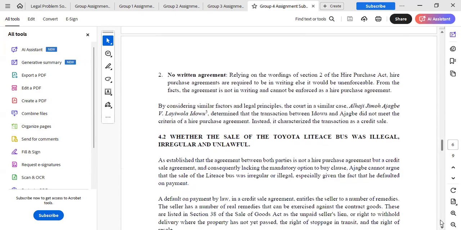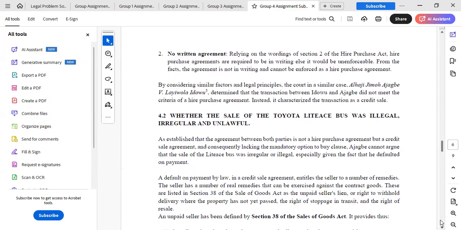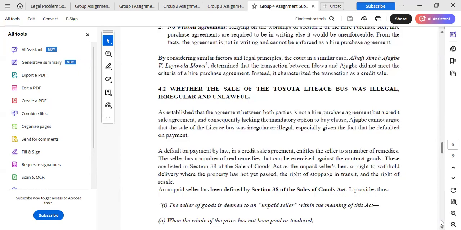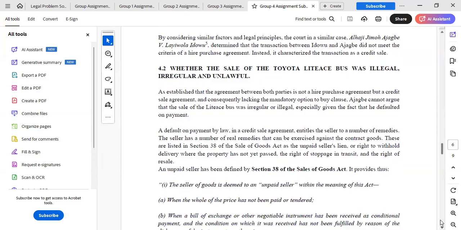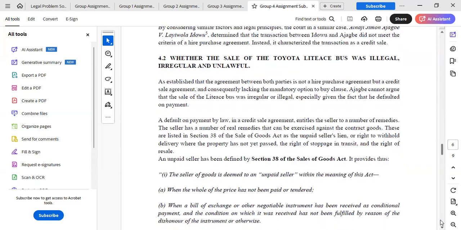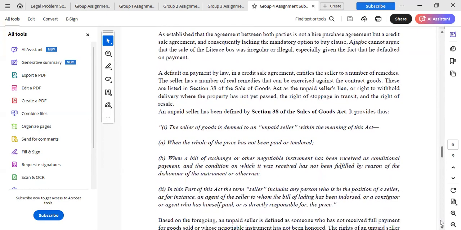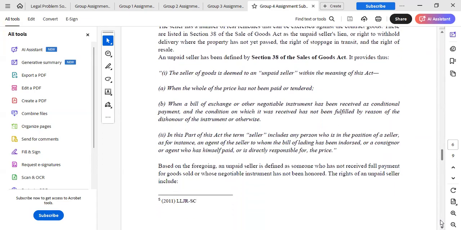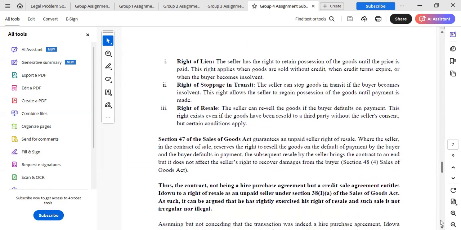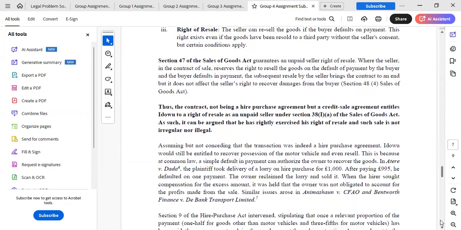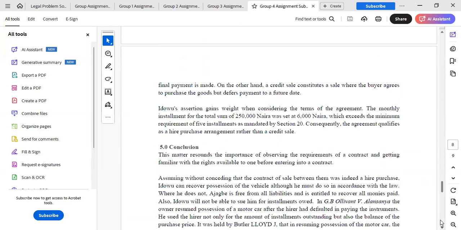There is another issue again, whether the sale of the Toyota is illegal, and they establish the law first, because that's why you are doing law. Establish the law that has established the agreement between both parties, not a hire purchase or a credit. They went back to the first issue because the first issue linked to here, but they went to define the law, Section 38 of the Sale of Goods Act, and then went into the application of the factual part, putting the material facts of the case law that based on the foregoing, unpaid seller is defined as this. Then they went ahead to apply it and say Section 57, the contract not being a hire purchase agreement but a credit sale agreement, entitles... and you see how factual it is.